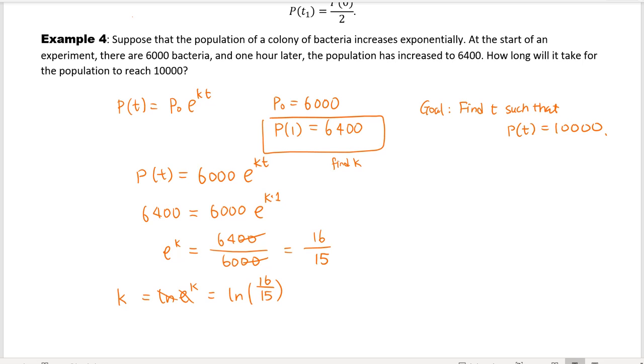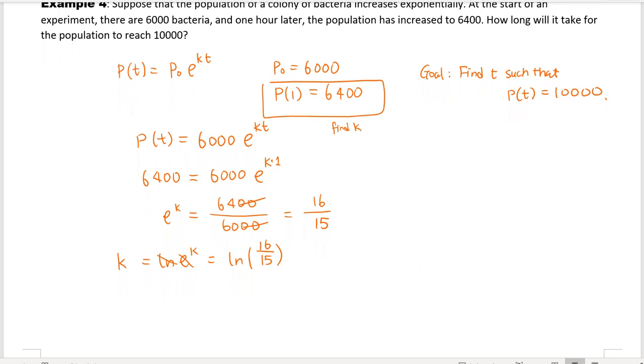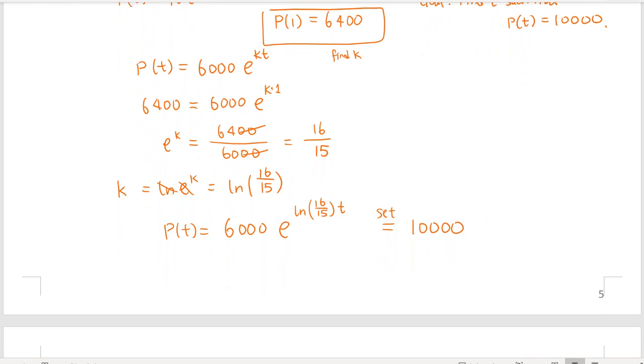And then how long will it take for the population to reach 10,000? So we want to find the time such that P of t, now P of t is 6,000 e to the kt, but k is ln of 16 over 15, times t. We want to set this equal to 10,000. Here, a common mistake is students will cross out this. No, don't do it. Okay, because there is a t there, you cannot just cancel the ln and the e. Okay, be careful.